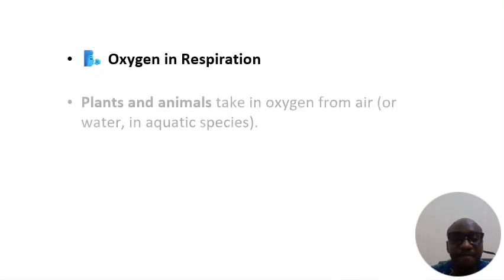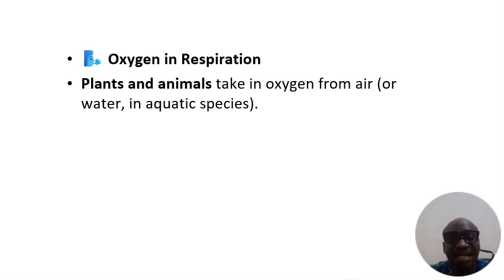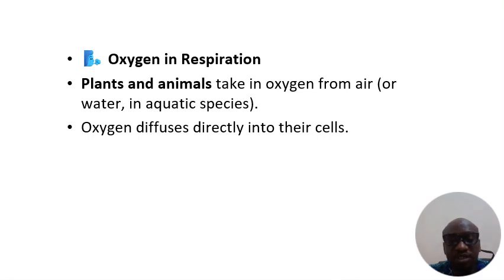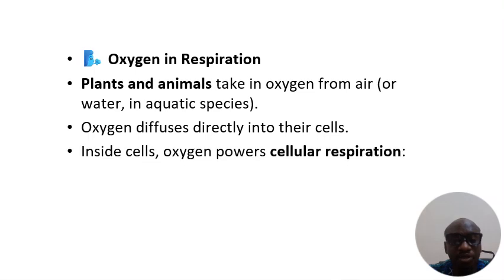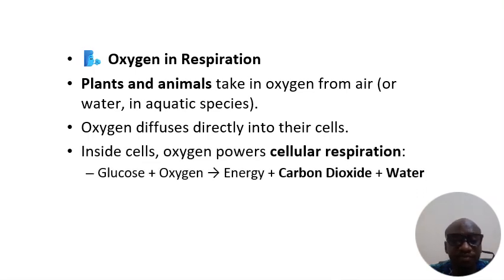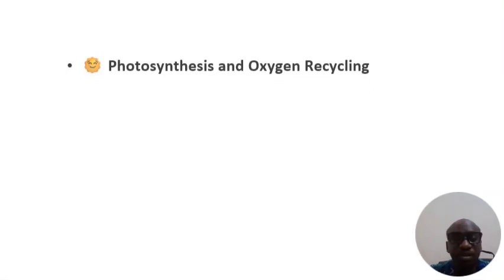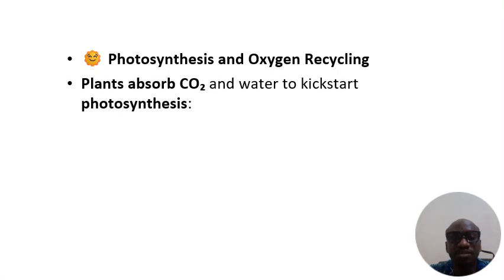Oxygen in respiration: we have plants and animals that take oxygen from air, or from water in aquatic species. We also need oxygen to be diffused to our cells directly, and inside the cell, oxygen powers cellular respiration to form carbon dioxide and water, which gives off carbon dioxide for plants, and plants also reciprocate by giving us the oxygen that we use for our own survival. Photosynthesis.